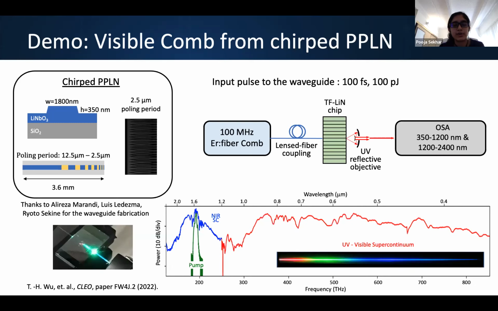For initial testing, we used a 100 megahertz erbium fiber comb. The 100 femtosecond pulses from this erbium comb were sent to the lithium niobate waveguide using a lensed fiber. The resulting output spectrum is shown here, which is a broadband continuous spectrum spanning several octaves.